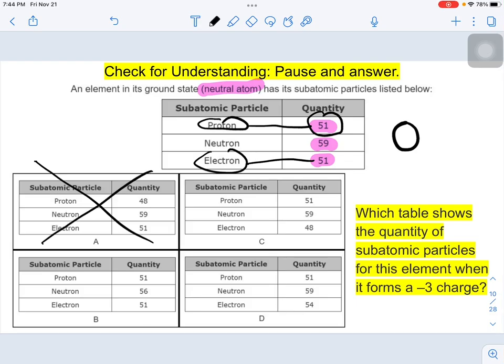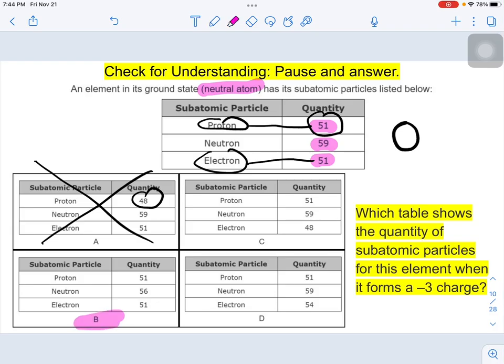So option A is incorrect because it's changing the number of protons. If we change the number of protons, we have changed the element, and we don't want to change the element. We just want to form an ion. So let's take a look at option B.